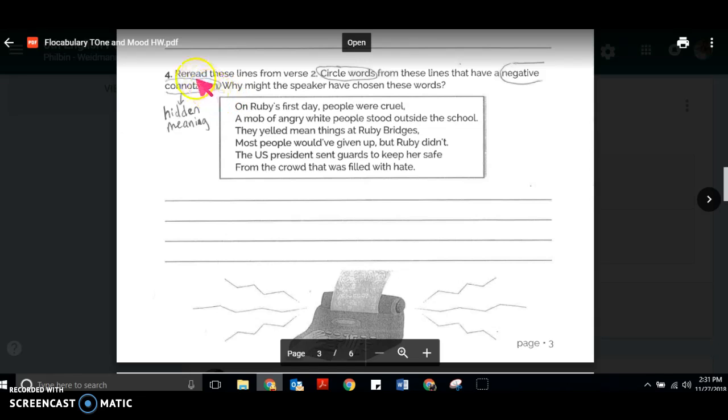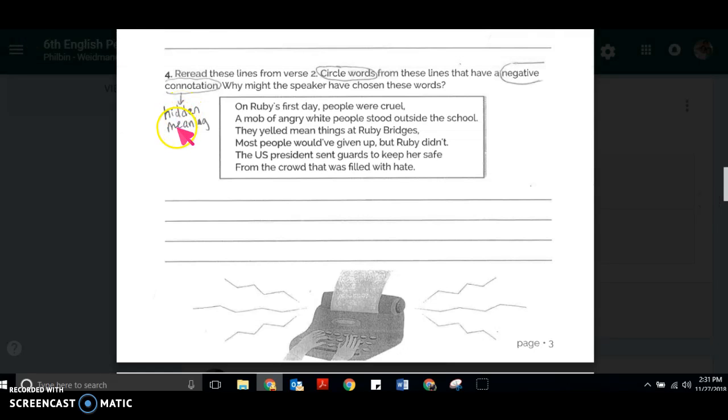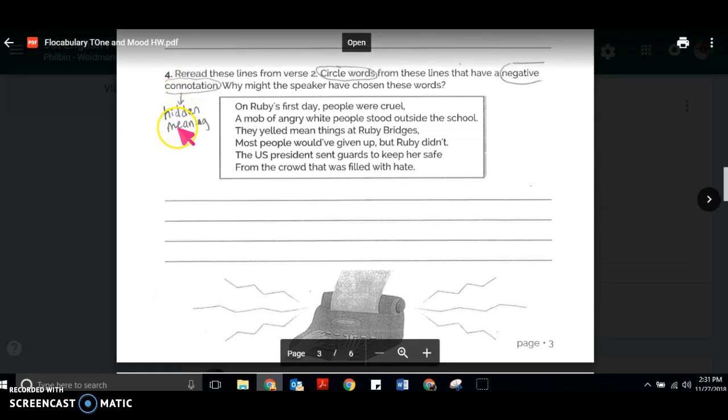Question number 4. Reread these lines from verse 2. Circle words from these lines that have a negative connotation. Negative connotation means a negative hidden meaning. Connotation means hidden meaning. Circle words from these lines that have a negative connotation or a negative hidden meaning.